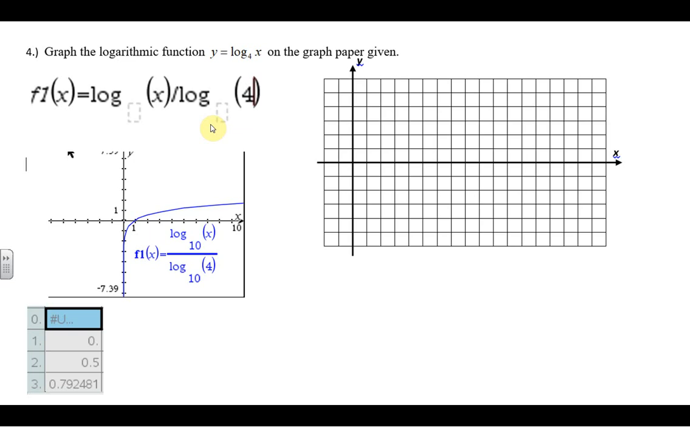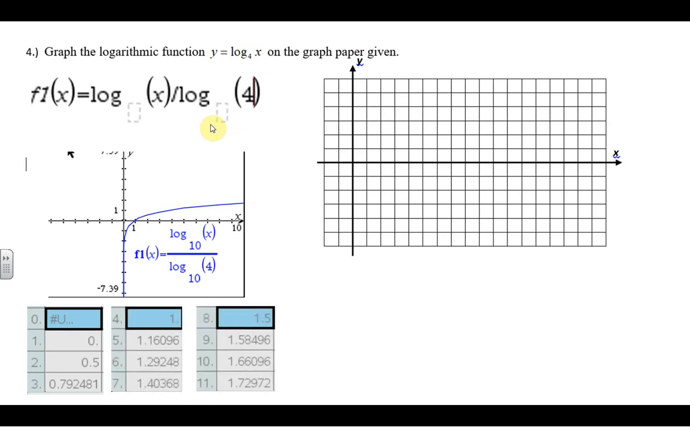Pick a few good points. I picked a couple. I've got 1, 0 is a good point. There's another, 2.5, 4, 1, 8, 1.5, 16, 2. Graph the good points. Now, you connect your dots, and look at how beautiful that is.